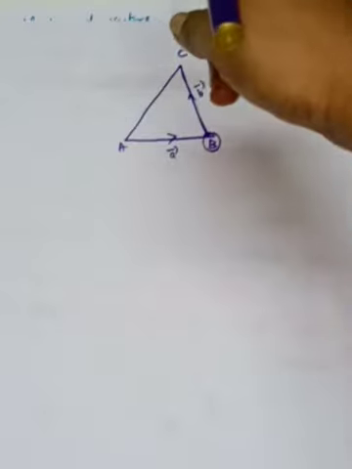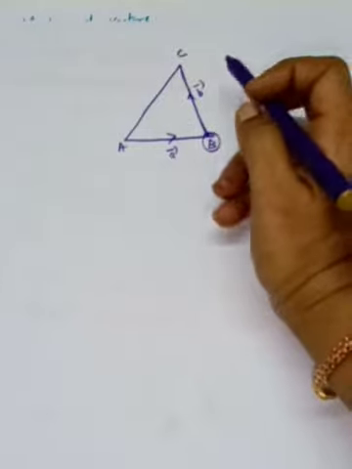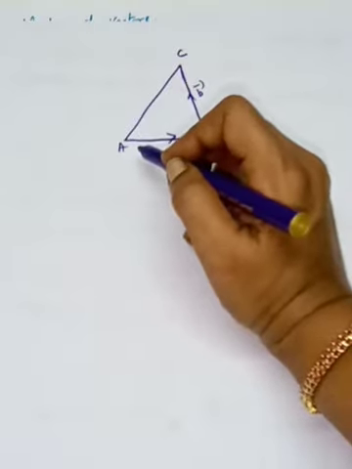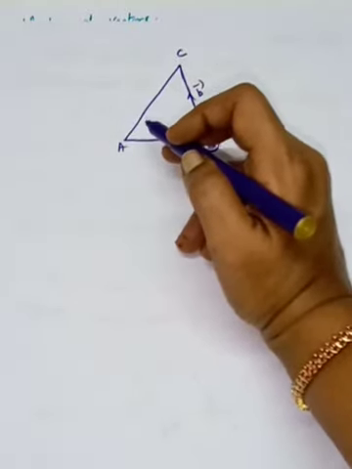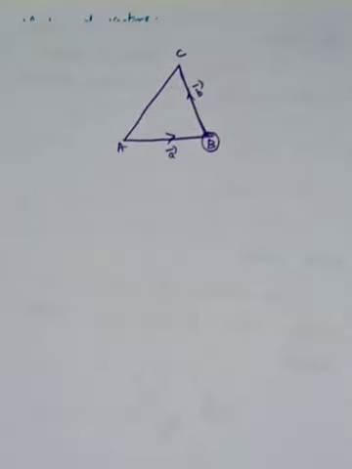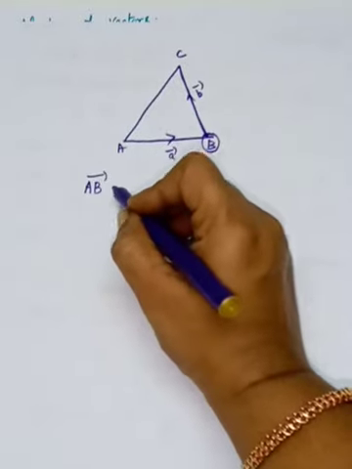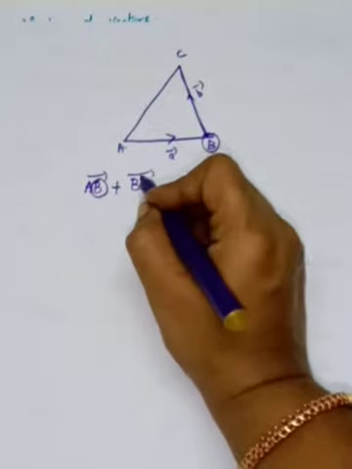AB vector, BC vector. Then the third side, what is the third side? You can say CA vector, or otherwise AC vector. We'll see which side. The third side we can say AC vector or CA vector. But we have to check which one will represent the sum of these two vectors. See here, AB vector plus BC vector. If they coincide, the resultant.